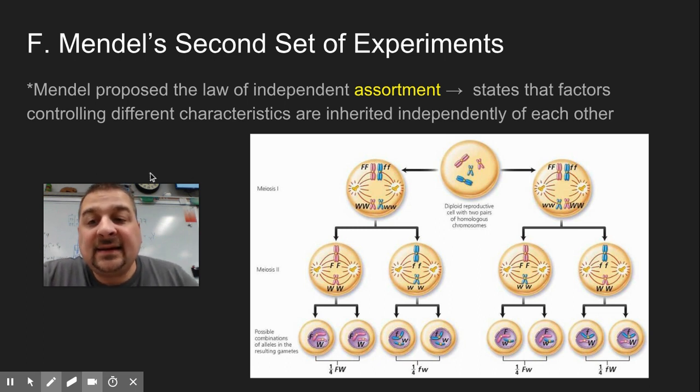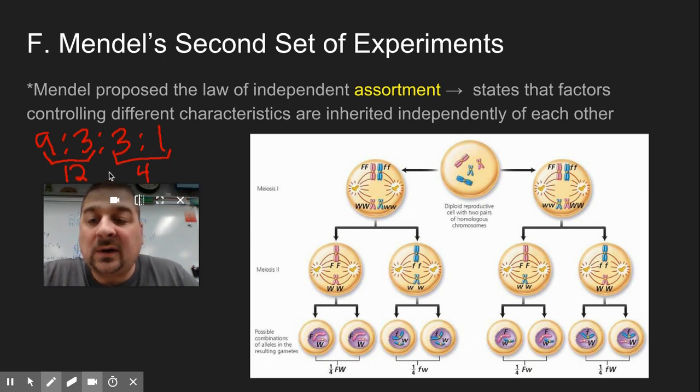Okay, because he got this 9 to 3 to 3 to 1, what that told him is that, of this dominant trait, if you take two of these numbers together, what's 9 plus 3? 12. And these two numbers, 4. Okay, 12 to 4 simplifies to 3 to 1. Or if you take the other trait, dominant and recessive is 9 and this 3, and then this 3 and this 1 is 12 to 4 or 3 to 1.